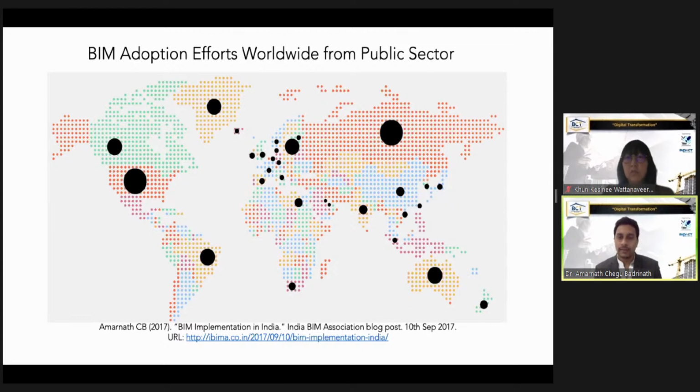And India is no exception. Most client authorities have also mandated BIM, especially for airports, metros, some of the infrastructure projects, and smart cities, the building sector, and real estate. There are a lot of mandates coming in for better project delivery. And it will take a long way to have a complete transformation.